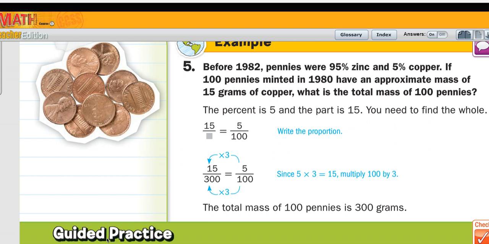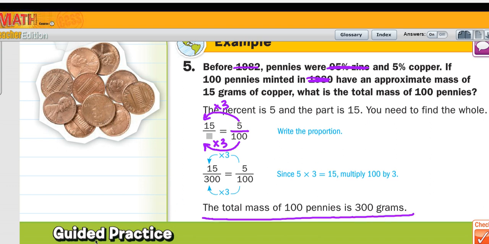Well, there's nothing about zinc, so I'm going to go ahead and get rid of that right away. And these dates can be confusing, so I'm just going to look at what I have here. So we know that 5% out of 100 is the copper, and 15 is the grams of copper that we have, which is the part. So how do I get from 5 to 15? Times 3. So 100 times 3 would give me 300. So the total mass of 100 pennies is 300 grams.